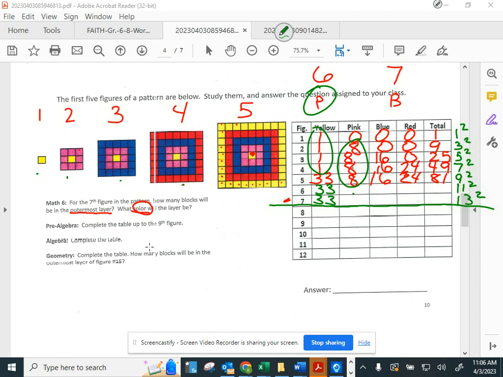Do you have your packet, Jillian? It's at my house. You're sure? Yeah. Okay. If you want to get a piece of loose leaf so you can be writing stuff down, you can.